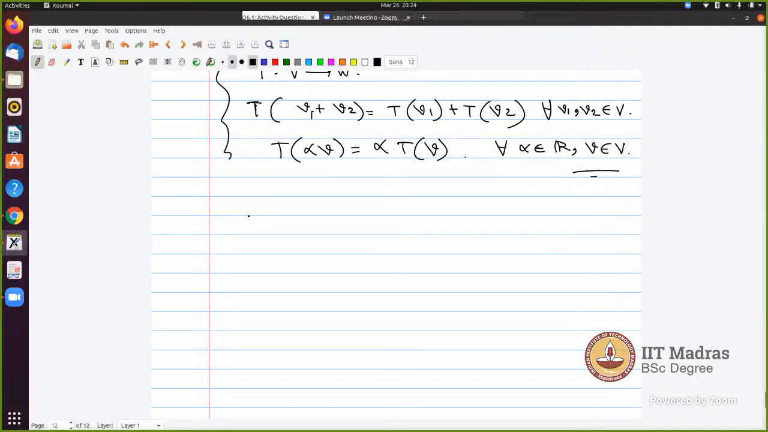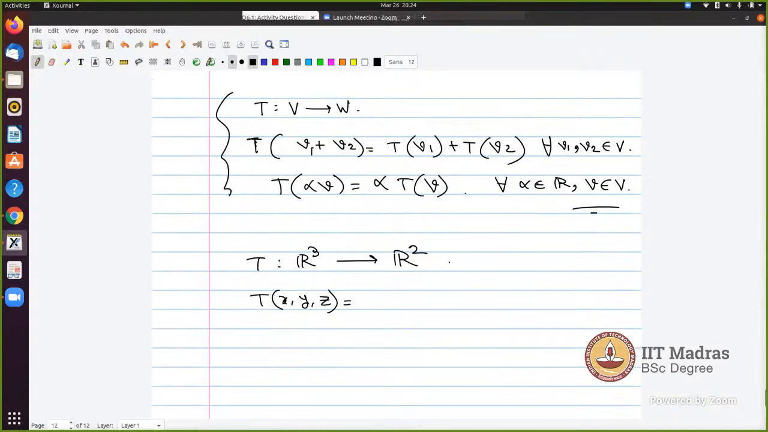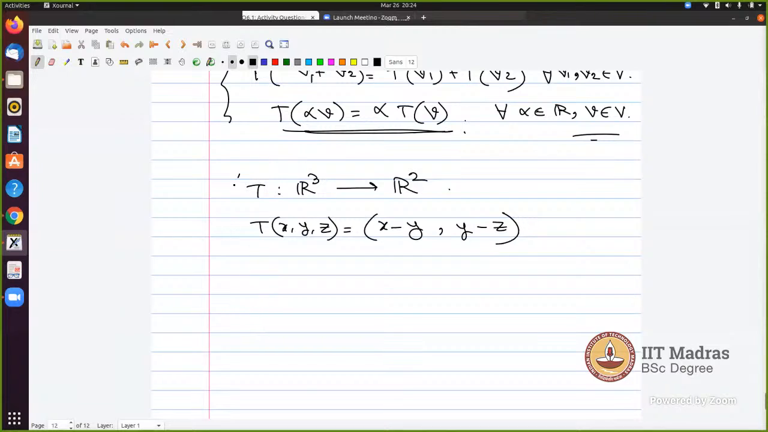Suppose I give you an example like this, from R3 to R2. Zero going to zero is quite implicit from this condition. Suppose I am defining this. Is this a linear transformation? Yes, you can check those conditions and say this is a linear transformation.